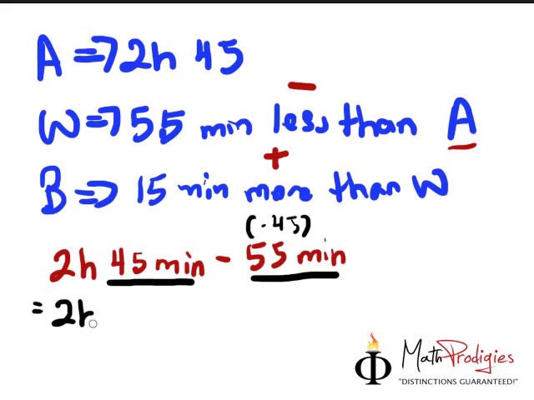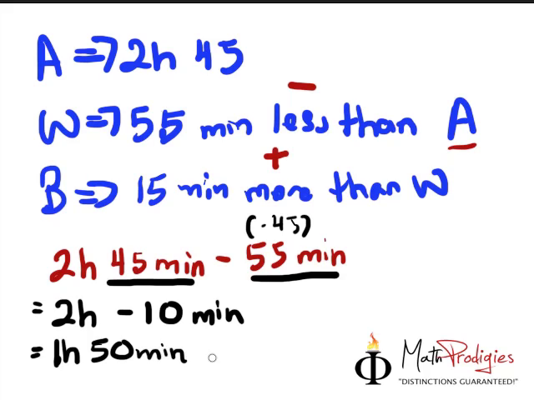So it becomes 2 hours minus 10 minutes because we take out the 45 minutes from both sides. So what is 2 hours minus 10 minutes? Think about it. Every hour got 60 minutes, correct? So therefore, we are left with 1 hour and 60 minus 10 gives you what? 60 minus 10 gives me 50. So Wilson took 1 hour and 50 minutes.